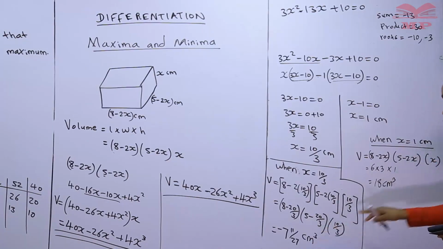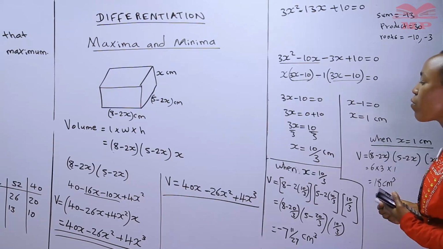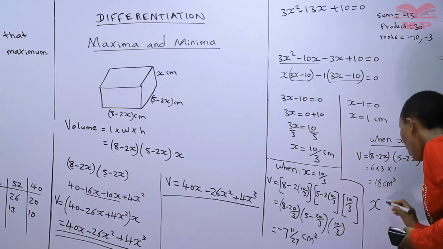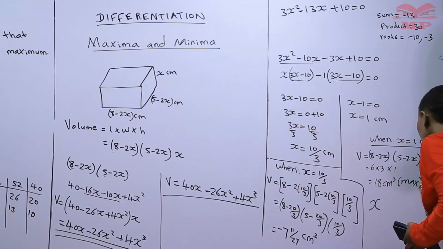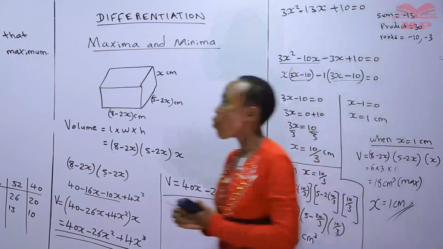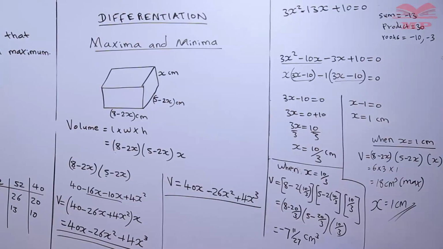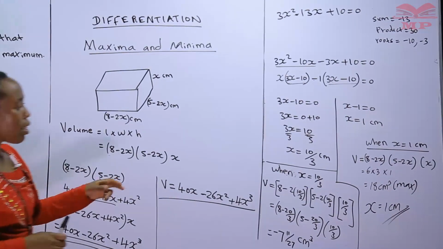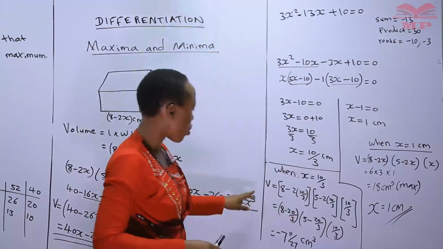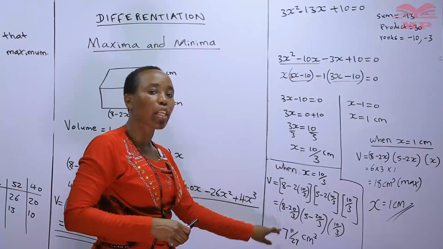So you can compare these two. Actually, volume cannot be negative, and therefore the maximum volume is when x is equal to 1 centimeter. Therefore, the value of x that makes the volume a maximum is 1 centimeter. This other one we cannot consider because it is negative.